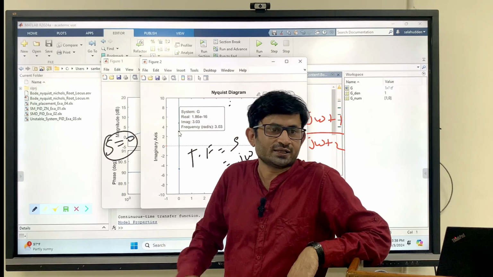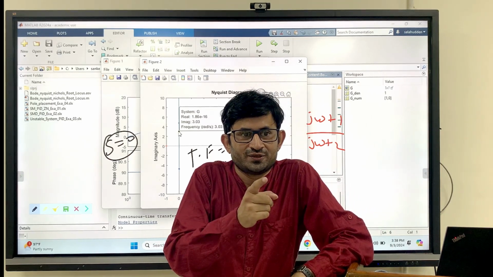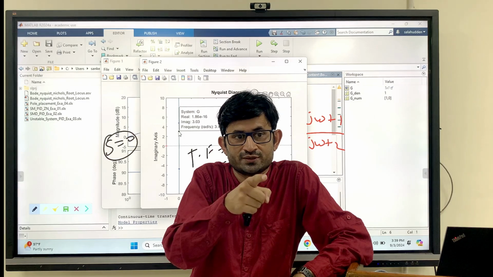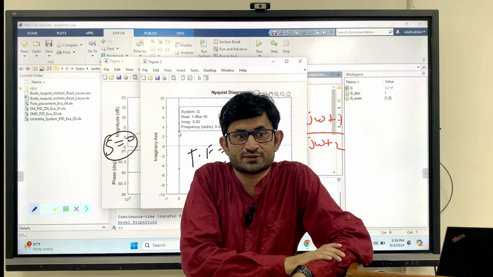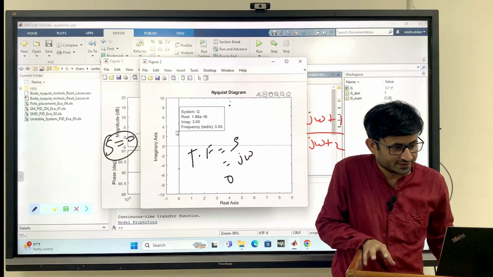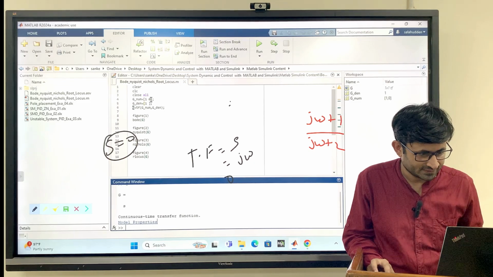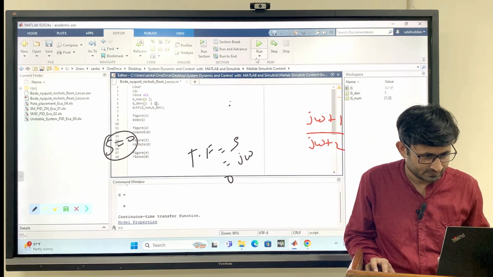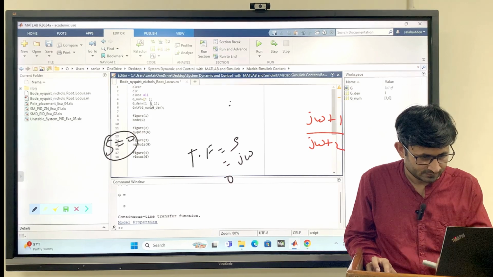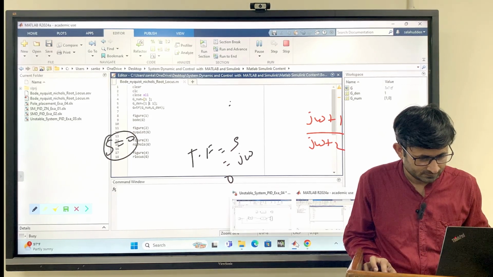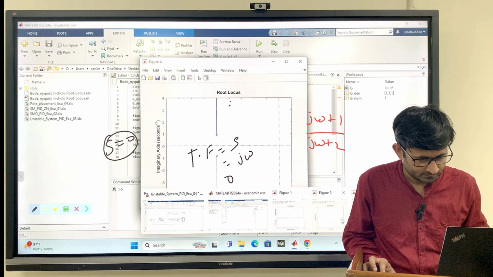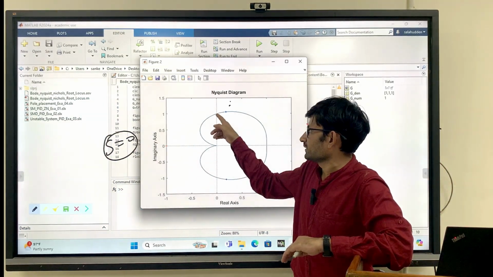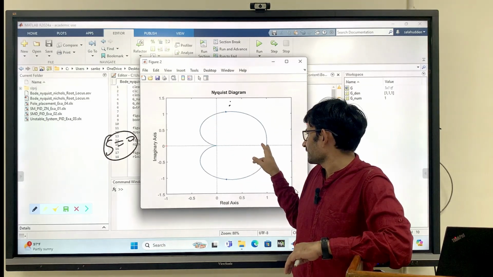And in the third step, what you will do? You will check how the Nyquist is crossing the real axis and imaginary axis. So if you want to check how it is crossing the real axis, you will put the imaginary part 0, like this. So like this case, whether it is crossing the imaginary axis and where it is crossing the real axis.